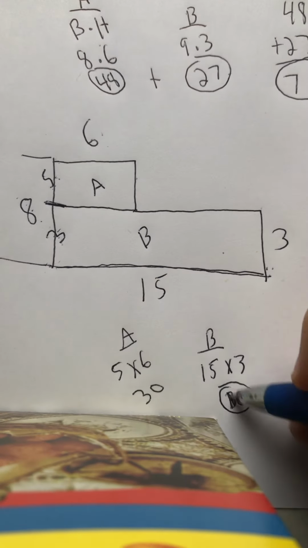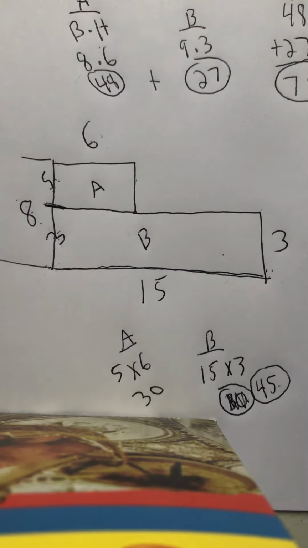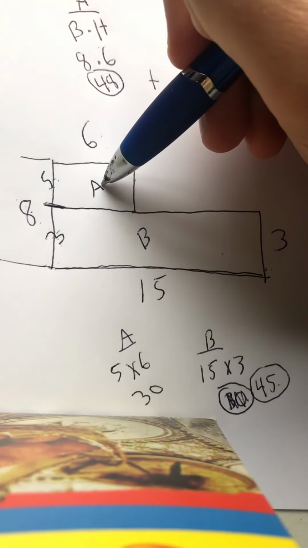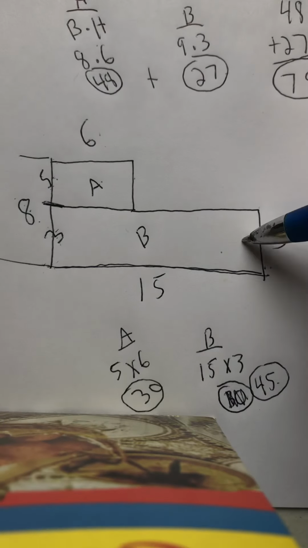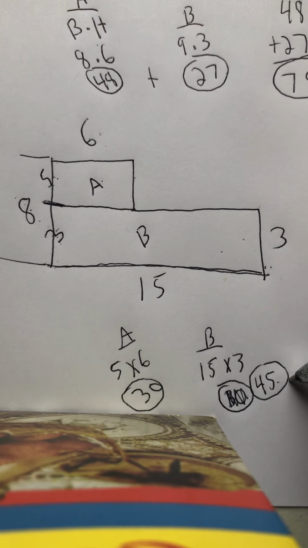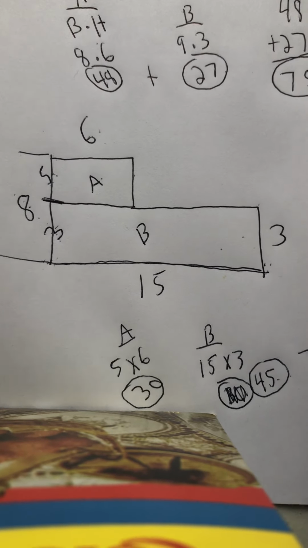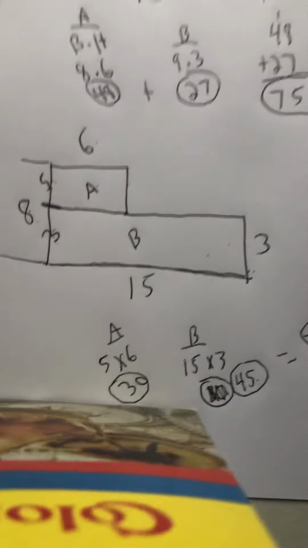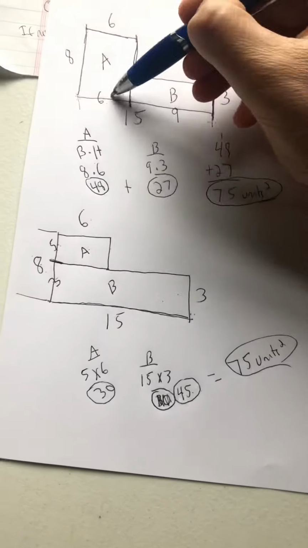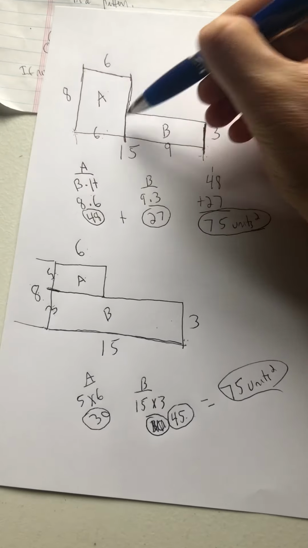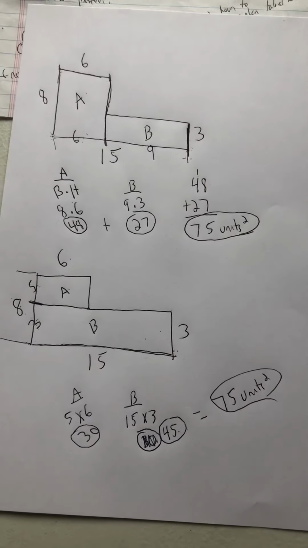Oh, this should have been 45. Silly mistake, Mr. Garrett. 15 times 3 is 45. So now I have 30 for A and 45 for B, and when you add these together, you get 75 units squared. Notice how either way I did this problem, whether I cut it this way or I cut it this way, I still get 75 units squared.